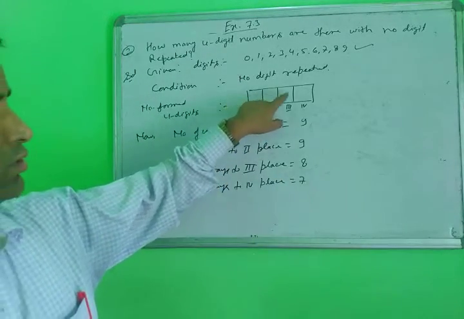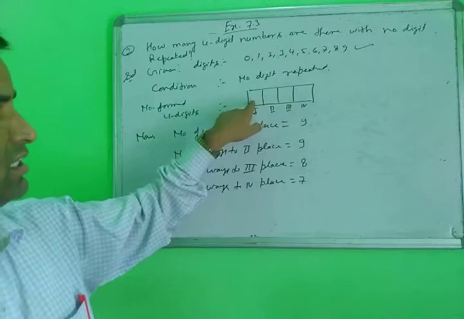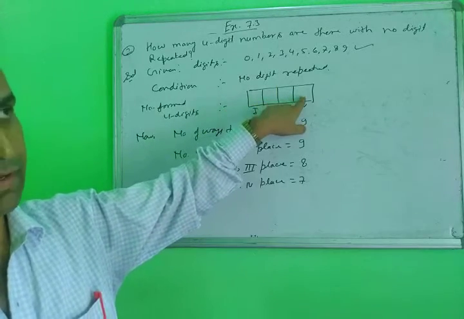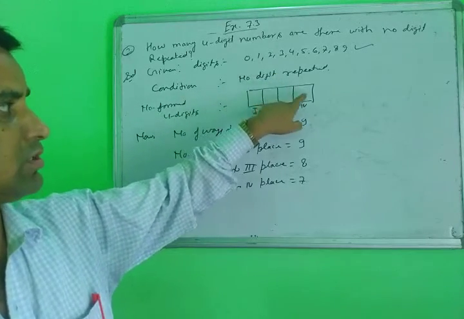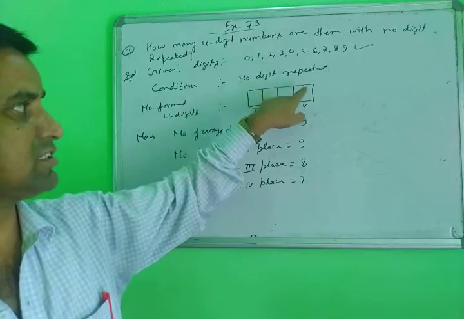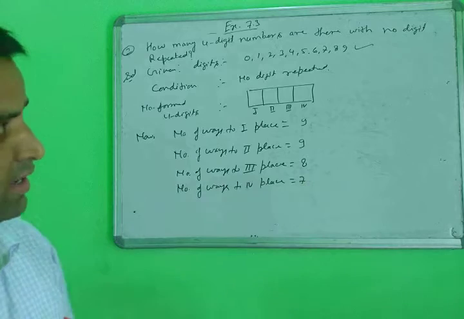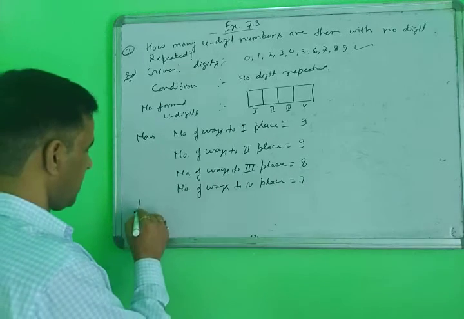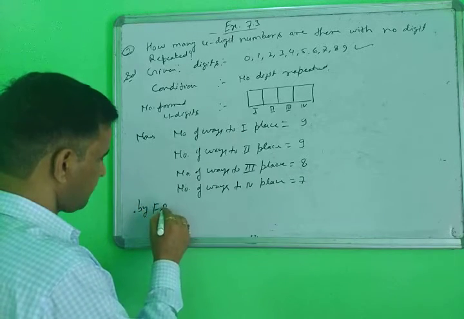Because digits 1, 2, 3 are already used here, these 3 digits will not be repeated. Repetition is not allowed, so these 3 digits will not repeat here. How many digits are left out of 10? 7. So you will fill this in 7 ways.